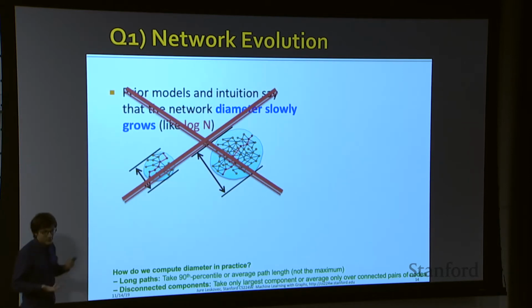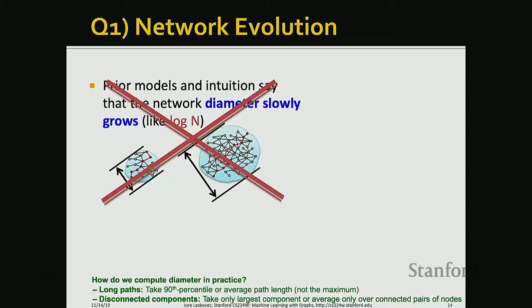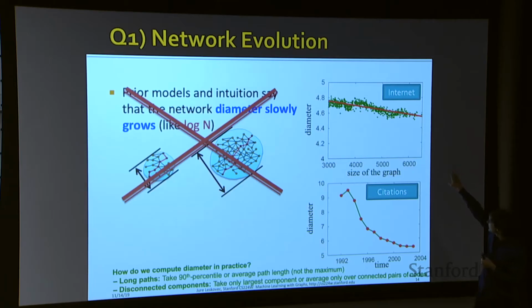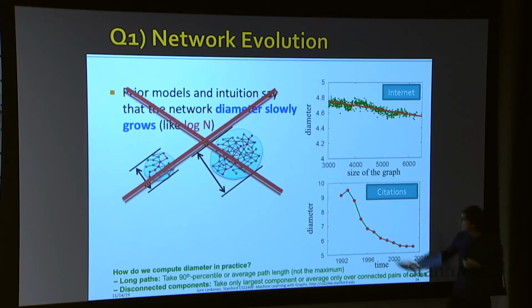This is super counterintuitive. If you measure the diameter over time, what you find is that it's actually shrinking over time. This is, again, the same internet graph, and this is the citation network. And you see how it's shrinking over time.